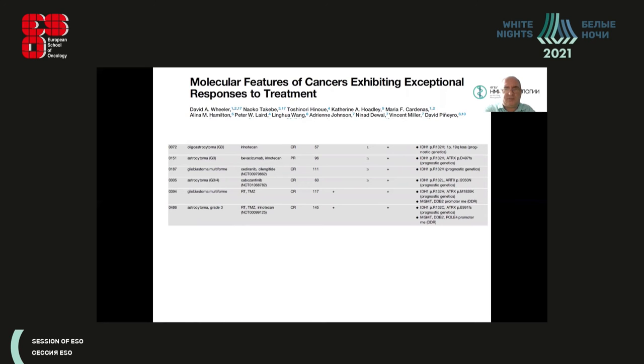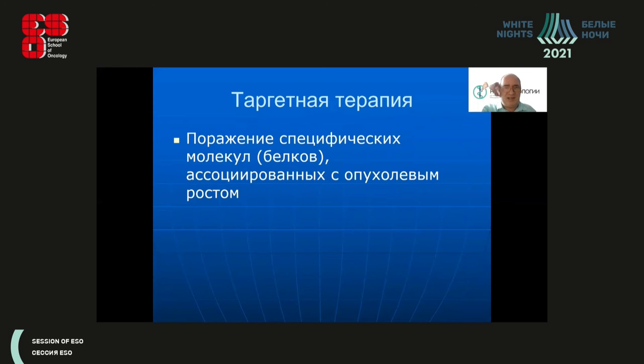This is one of the observations that was published in the beginning of 2021. What did the authors do? They took patients with unusually favorable prognosis and looked into their molecular portraits and tried to understand why such tumors can be treated so successfully. If you look at the long survivors on the ivosidenib, maybe such drugs really should be looked at as drugs of choice when we have such mutations. But these are just separate or singular observations, and we should not be taking them for granted.